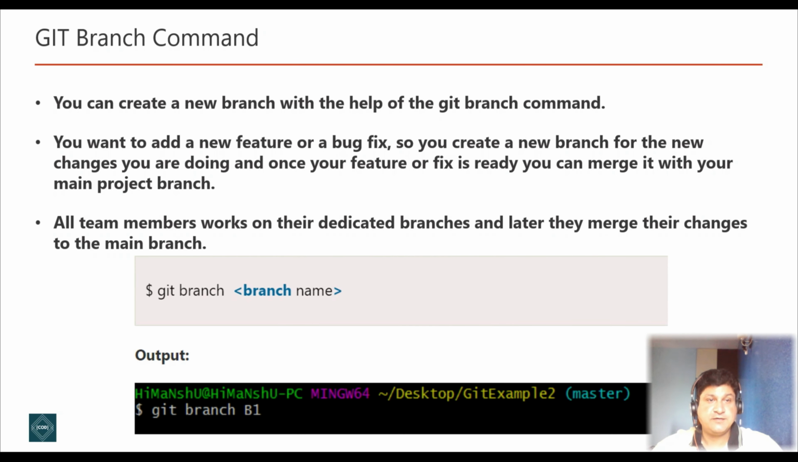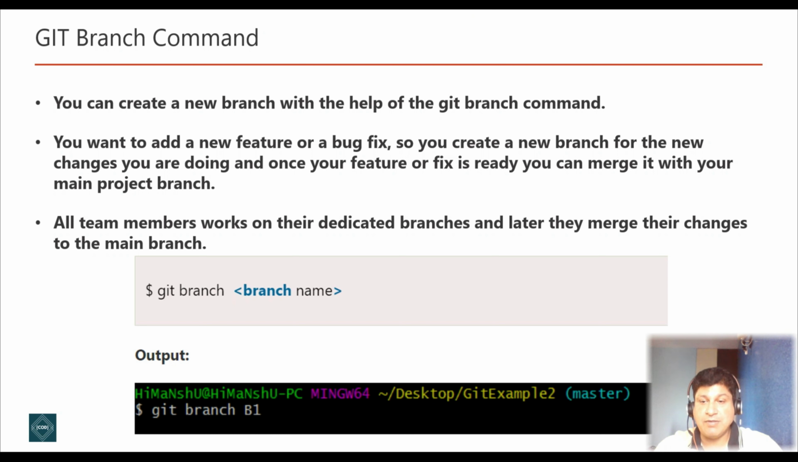Now let's see the git branch command. Using the git branch command, you can create a new branch. A new branch is required whenever you want to add a new feature to your project or you are working on a bug fix. At that time you don't want to disturb the code in your main branch, so you start working on a separate branch. And then once that feature or fix is ready, you merge it from that new branch to the main branch. So we always work on our separate branches.